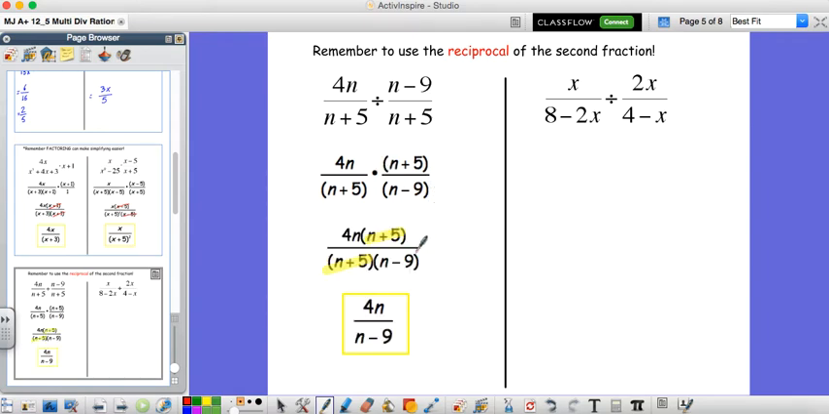Now we're going to group these pieces together, and we see that the n plus 5s are going to simplify right away. N plus 5, so we're left with just 4n over n minus 9. And once again, remember, we can't simplify this n with this n because these two pieces are being multiplied, but these are not. This is n minus 9. It's one complete quantity.